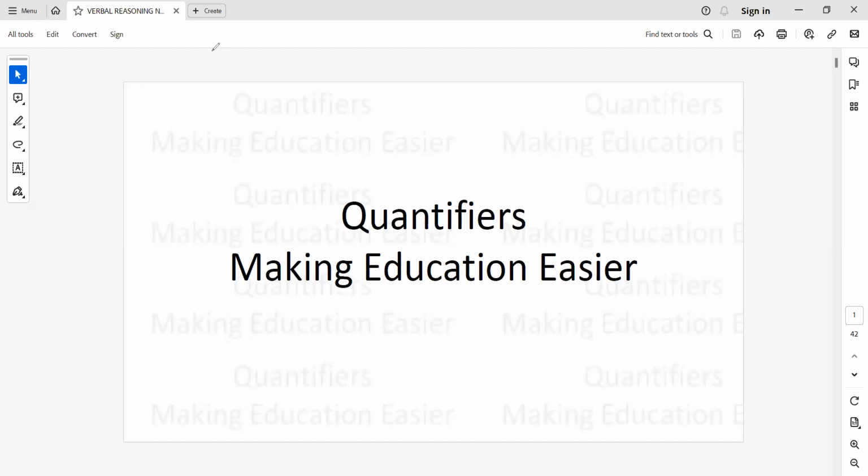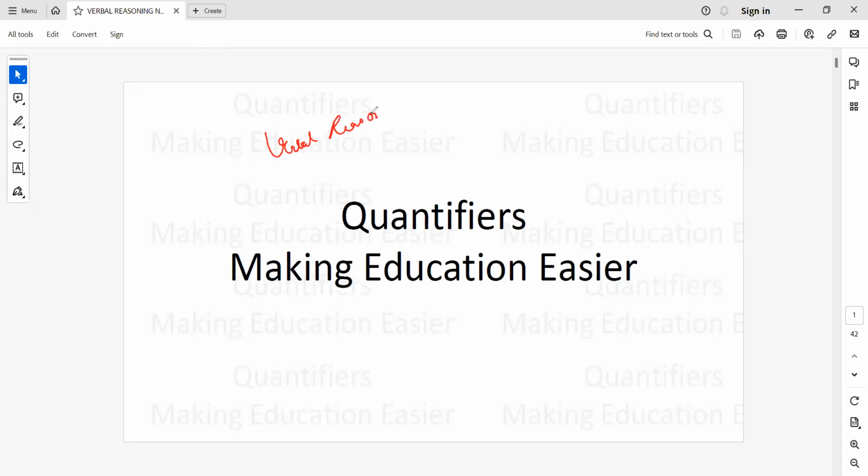So today, now that CAT is done and dusted, we're going to focus on the other management entrance tests. SNAP is a few days away and MAT is going on. So let's look at one of the important topics that appears in all of these exams, that is verbal reasoning. What do you understand by verbal reasoning when I say that the topic is verbal reasoning?